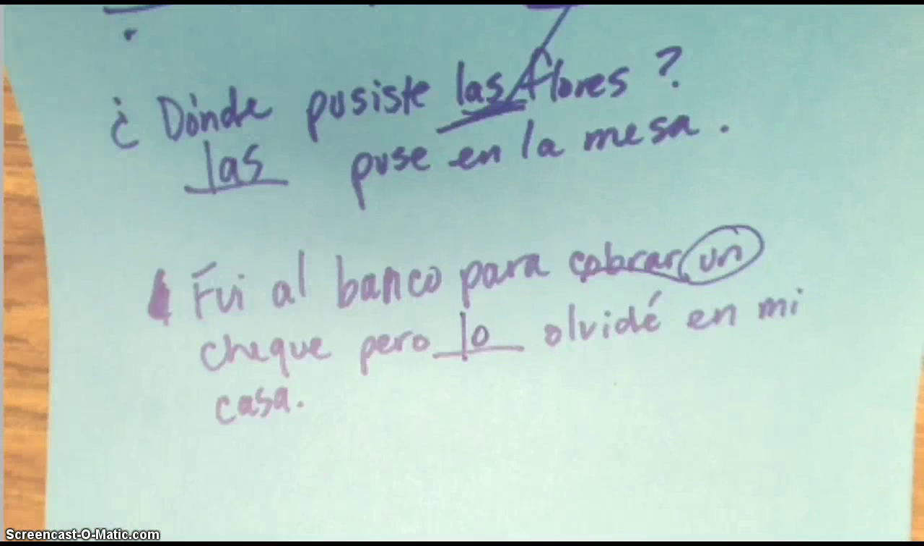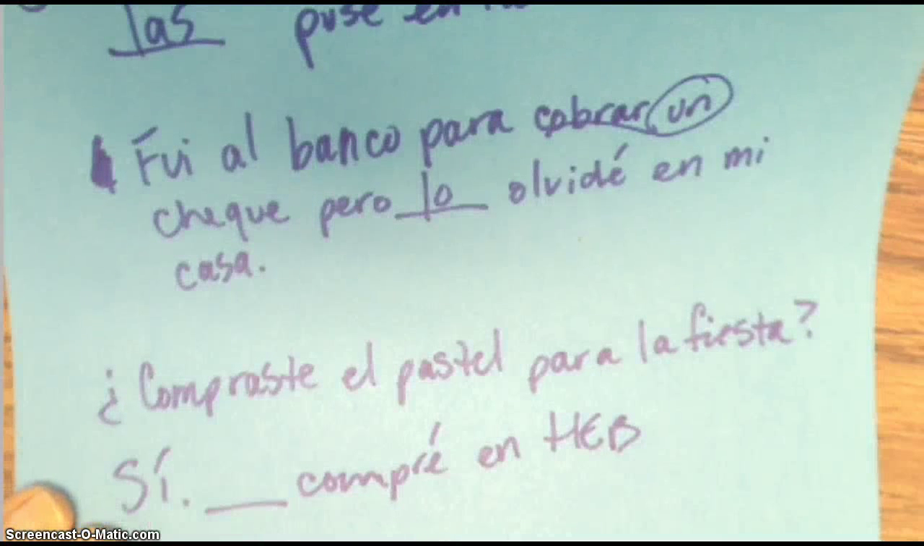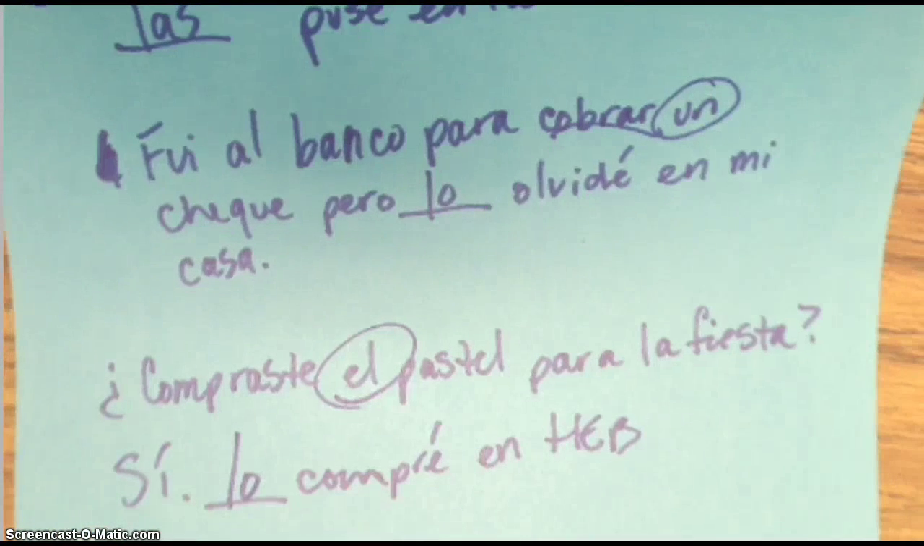If you have one that has 2 articles on it, then you're going to go with the first article. So, compraste el pastel para la fiesta. I'm always going to go with the first article. So that would be el, so it would be sí, lo compré en HEB.